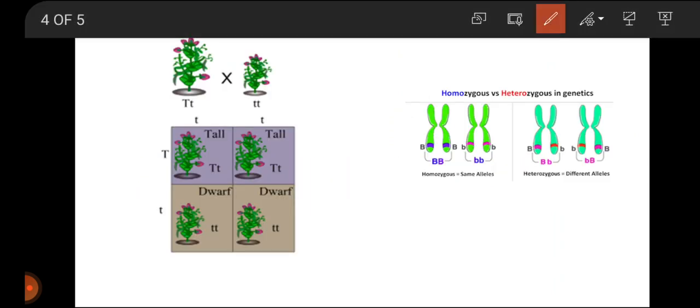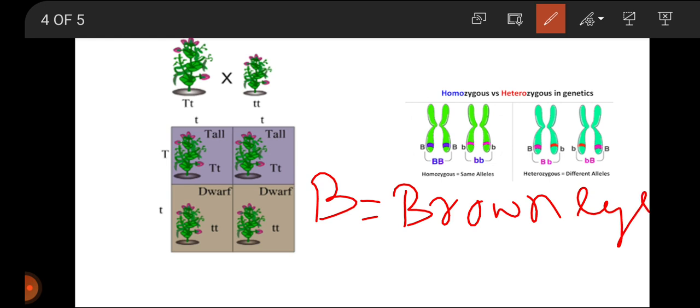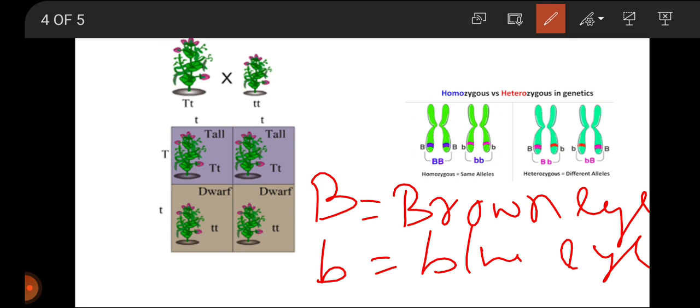So now let us see what these are. Here we can see that there are capital B and small b. So now let us assume that capital B stands for brown eye color, and small b stands for blue eye color, where brown is dominant over blue. Now here we can see that both the alleles are capital B, capital B. So here the alleles are homozygous because the alleles are similar, and here both the alleles are dominant, so brown eye color will be expressed.